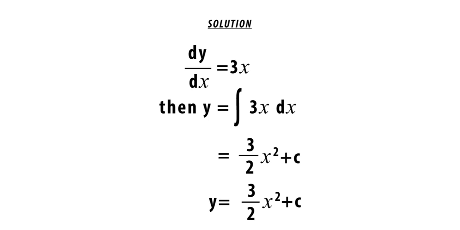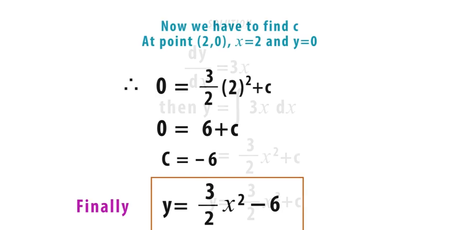That will give us 0 is equal to 3 divided by 2 multiplied by 2 squared plus c. So 0 is equal to 6 plus c. And c is equal to negative 6. Now, after finding c, you don't stop there. You replace the value of c. So finally, y is equal to 3 divided by 2 x squared minus 6. I hope that is clear. Good.